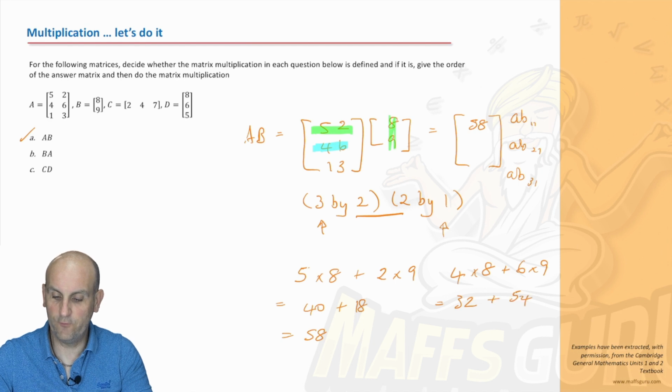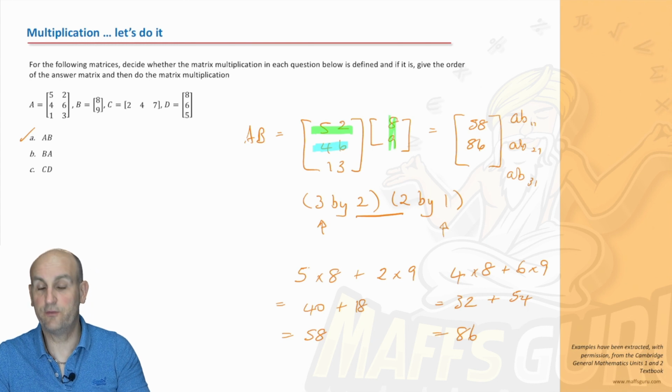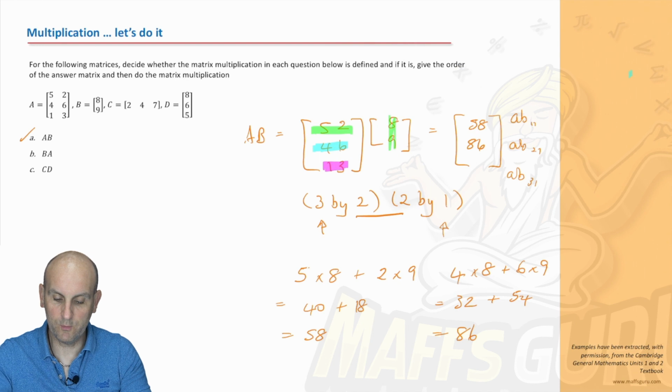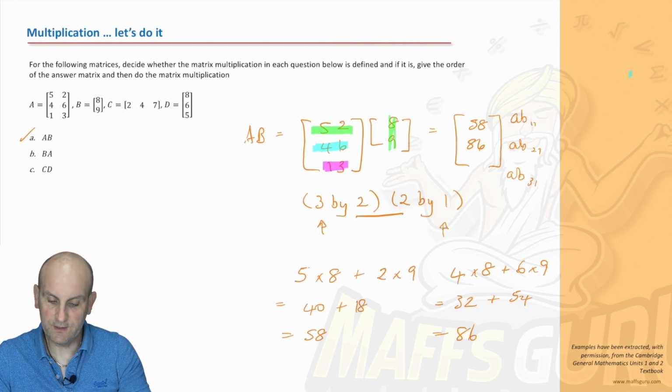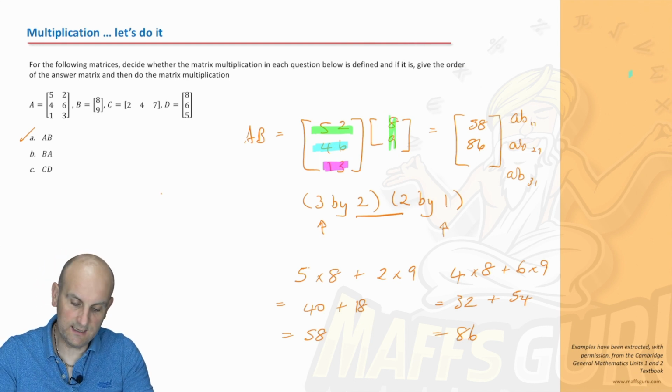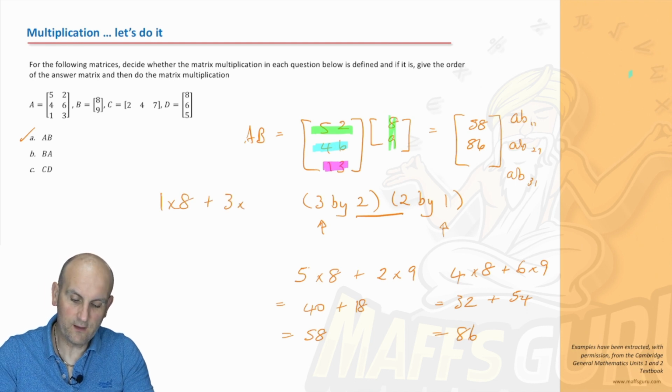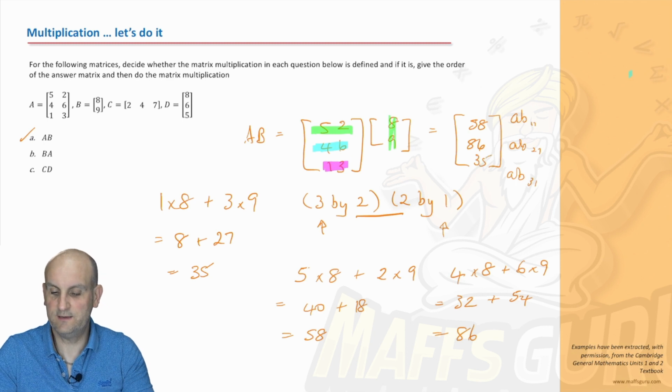Plus 54 gives me 86. And then 3, 1, third row, first column. So third row, first column, and that's going to give me, well, that was silly, 1 times 8 plus 3 times 9. Could have chosen a better color there, which is 8 plus 27, which gives me 35. And there we go, ladies and gentlemen, 35.